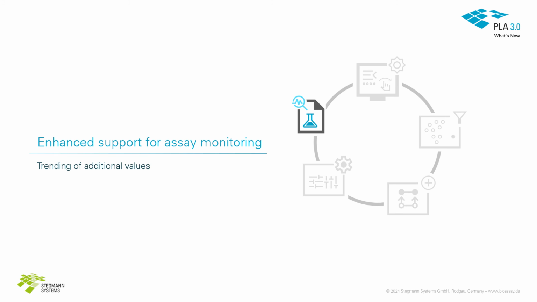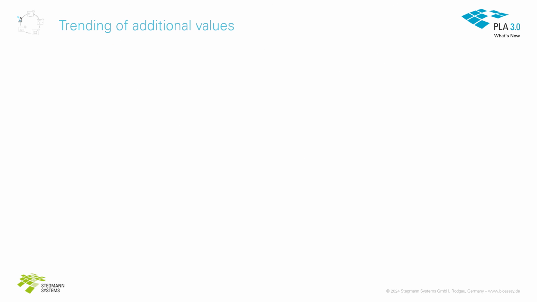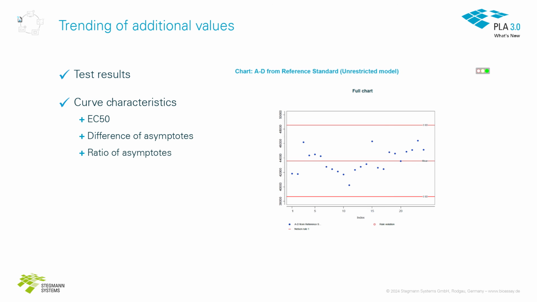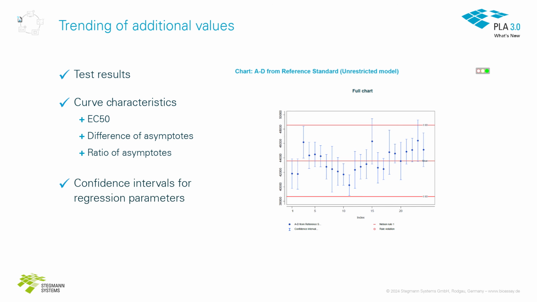Finally, we enhance the assay monitoring capabilities of control charts. You can now trend values of test results, like the p-value from the test on parallelism. Additional curve characteristics are also available now, together with their confidence intervals. Create fully customizable charts with the control chart package for PLA 3.0, and discover conspicuous patterns in your assay data.